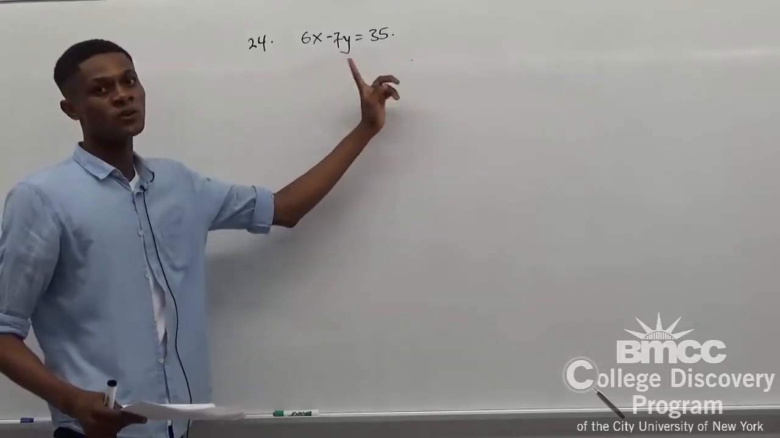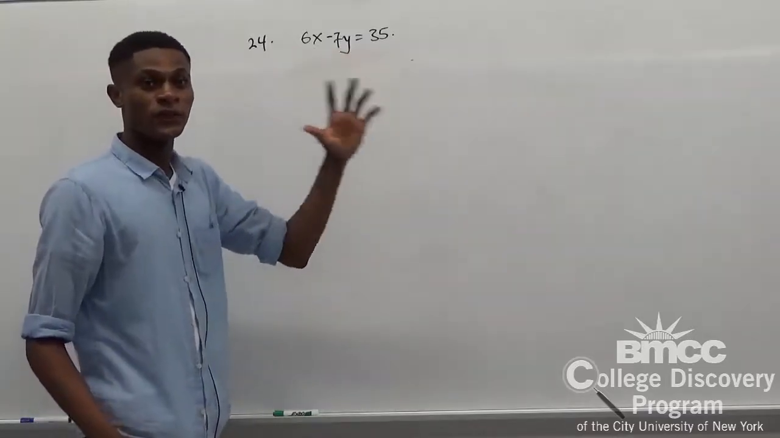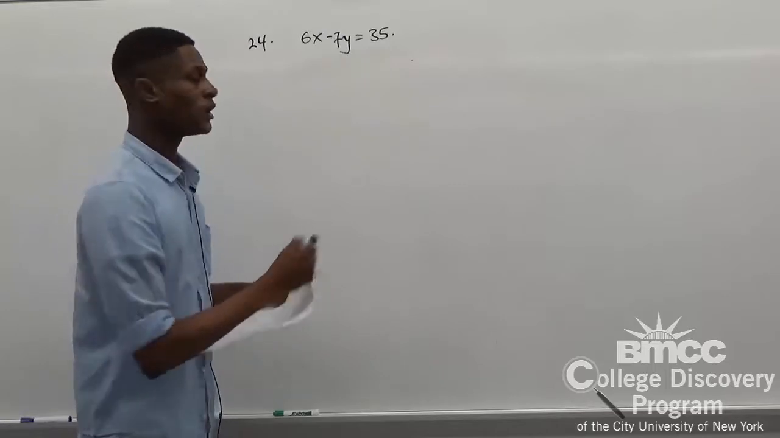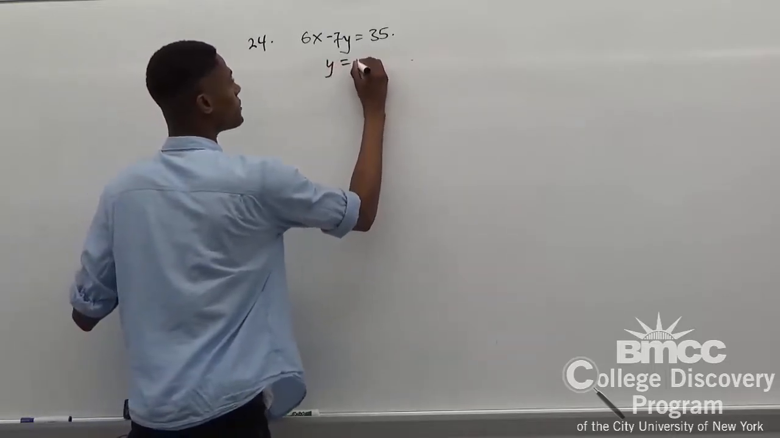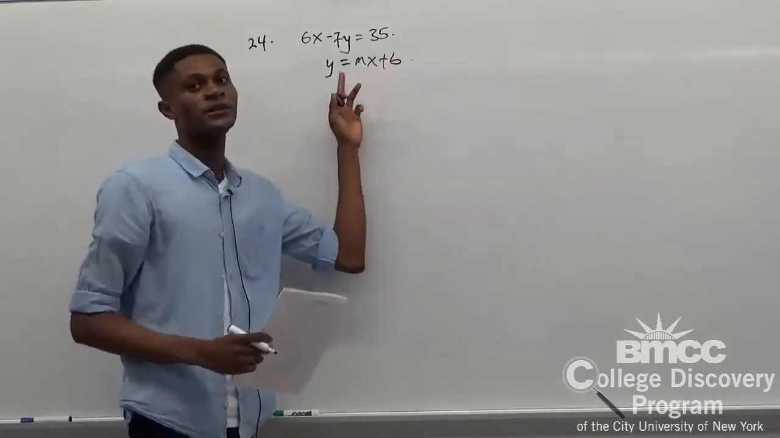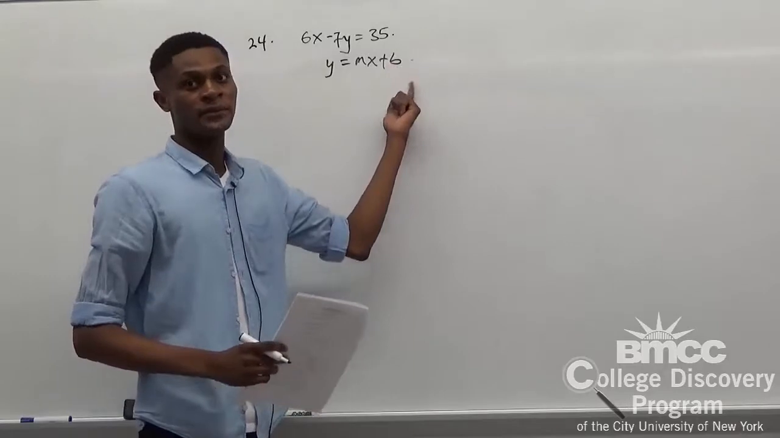Today we're going to find the slope and y-intercept for the graph of the equation 6x minus 7y equals 35. When you have something like this, the very first thing you have to think of is the straight line formula, which is y equals mx plus b. The m denotes the slope and the b is the y-intercept.